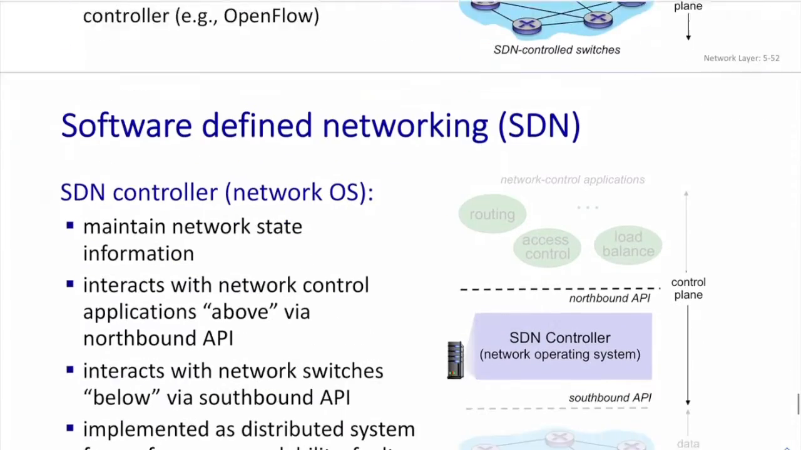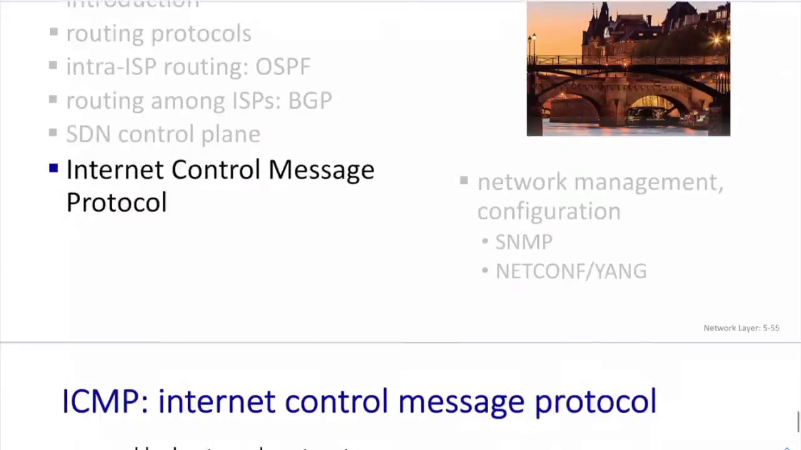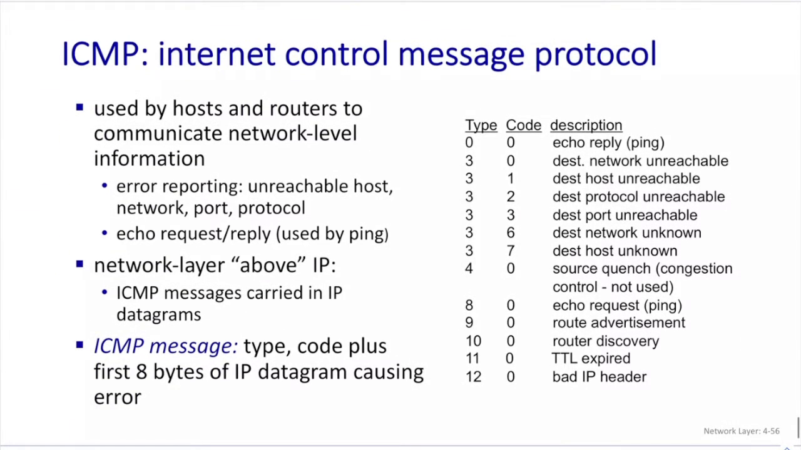Okay, so you simply just know that we have SDN, that's good enough. The important thing right here is that we'd like to introduce ICMP, which is also called ping, P-I-N-G. That is a utility in your Windows and in your Mac. You can simply just ping an IP or a domain. So it is an IP message.